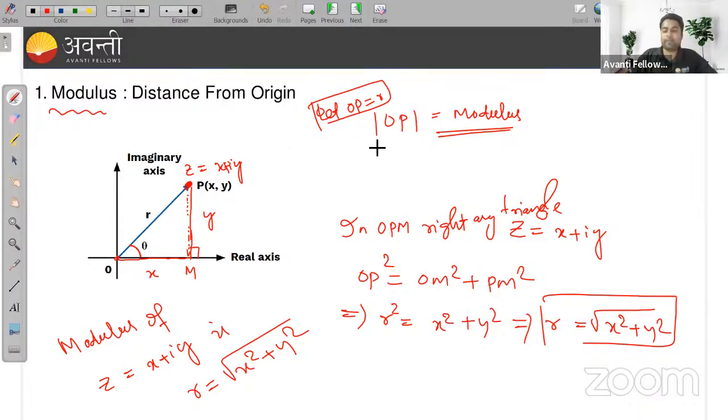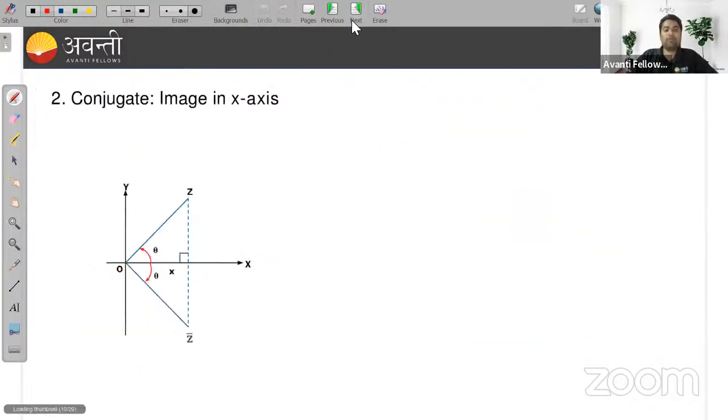Sure. So this is all about how to find the modulus of a complex number. Now we'll try to find the conjugate of a complex number. What is the conjugate of a complex number? That is actually the image in the x-axis. The conjugate of a complex number means the image of that complex number in the x-axis.